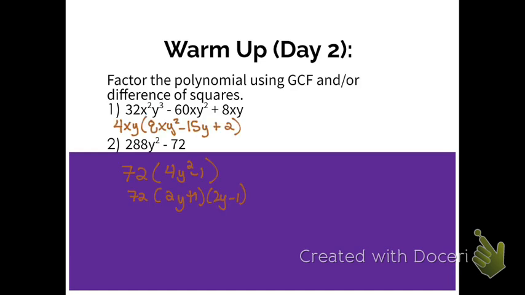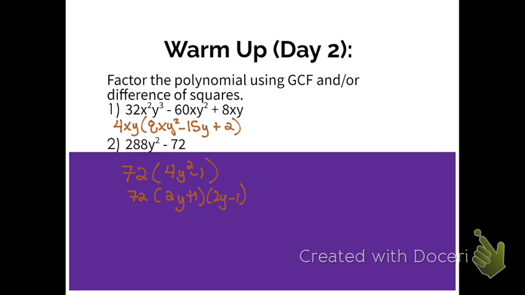All right, so now that you've had a chance to try these two, the first question had just a GCF of 4xy. So you divide the 32, the negative 60, and the 8 all by 4. You get 8, negative 15, and 2. And then the variable parts, they all had at least one x and they all had at least one y. So that also came out as part of our GCF.